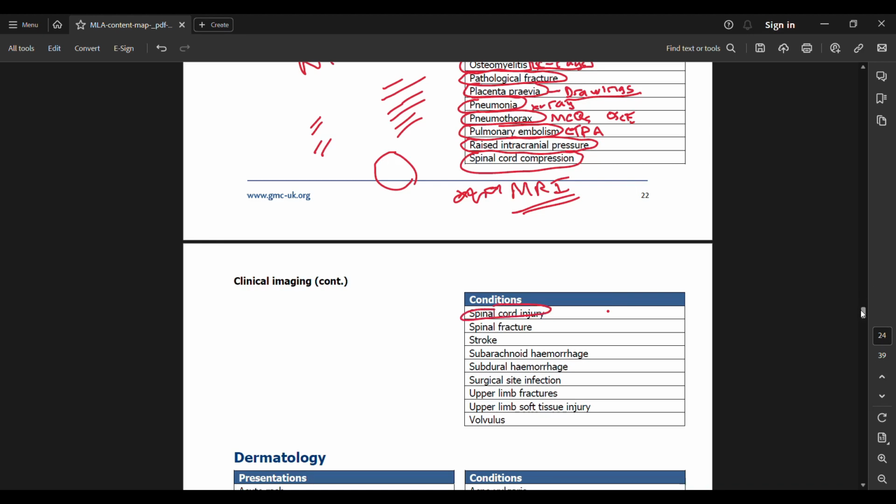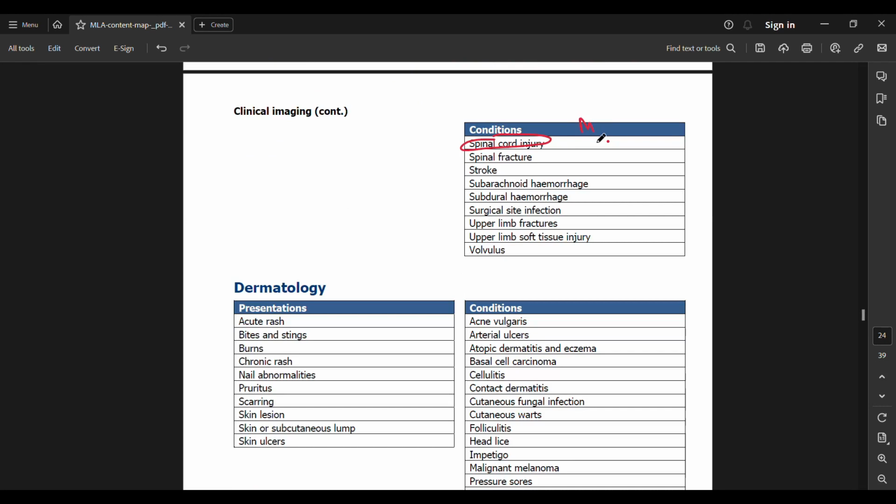Next you have spinal cord injury. Again, make sure you know how to look at an MRI of the spine and identify a spinal cord injury on that. Next, you have spinal fracture. Make sure you look at X-rays of the spine with spinal fractures, and this may show up in MCQs or OSCEs alike. Next, you have stroke.